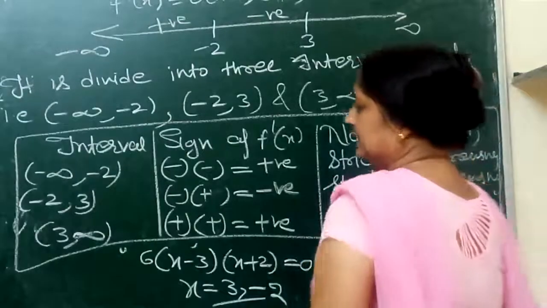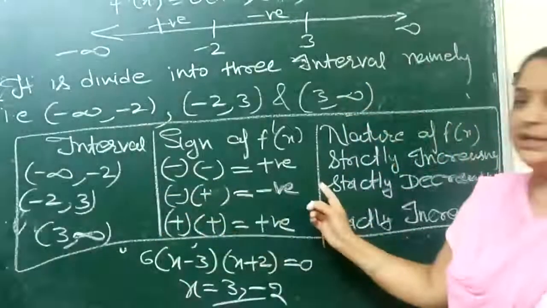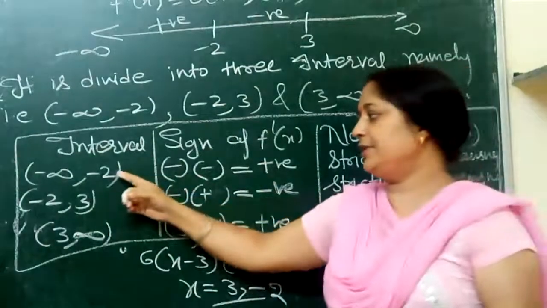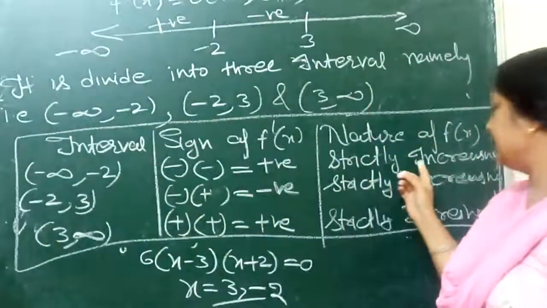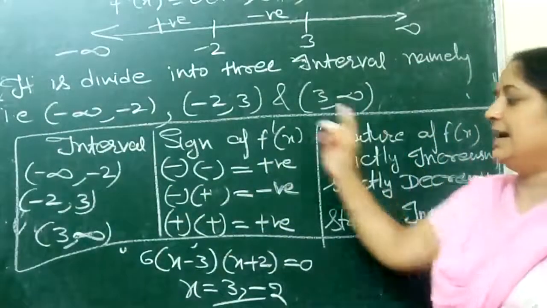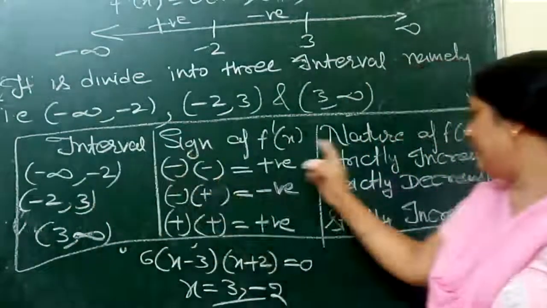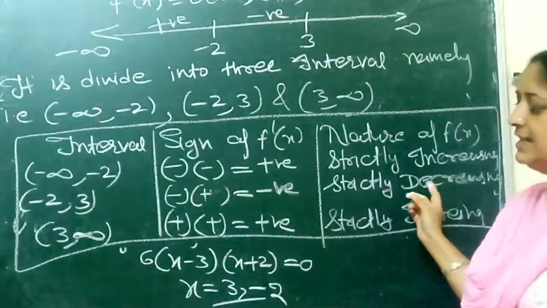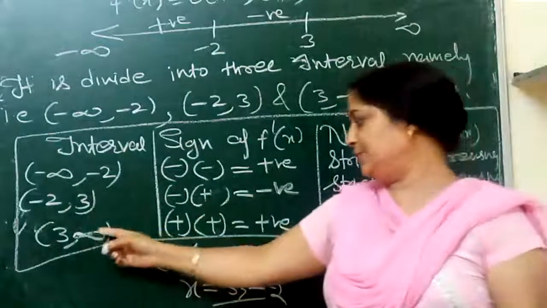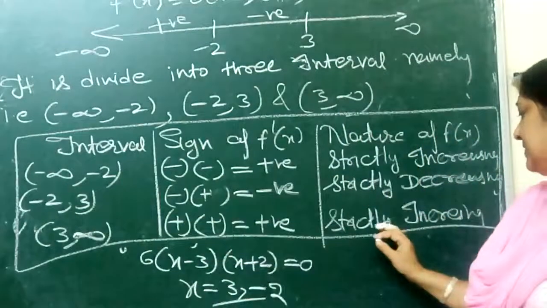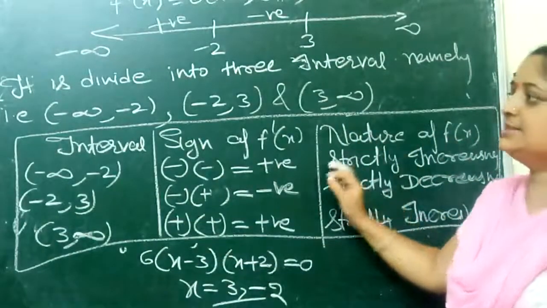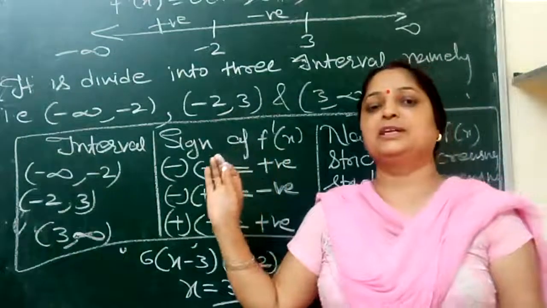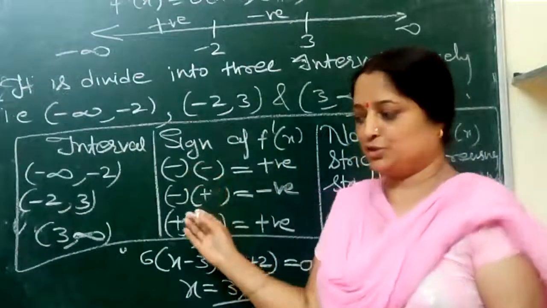So you can see here at the end, from minus infinity to minus 2, f of x is strictly increasing, and from minus 2 to 3, f of x is strictly decreasing, and in the last interval 3 to infinity, f of x is strictly increasing. This is the solution of question number 5. In this way you can solve question number 6.